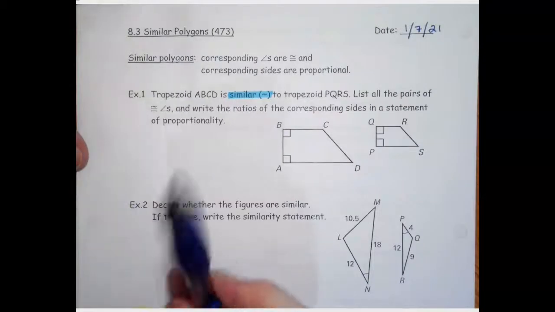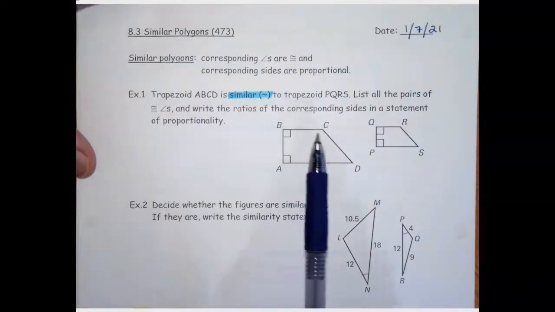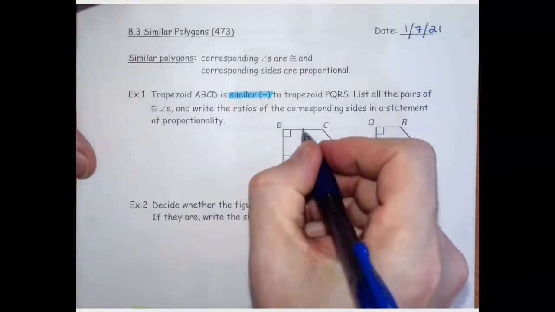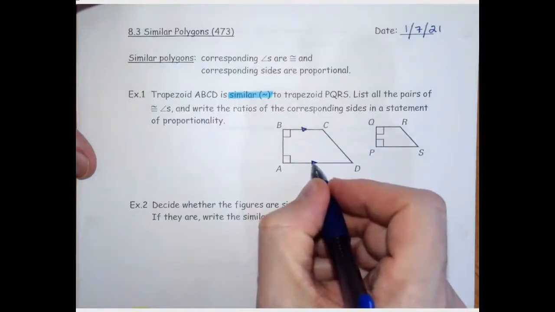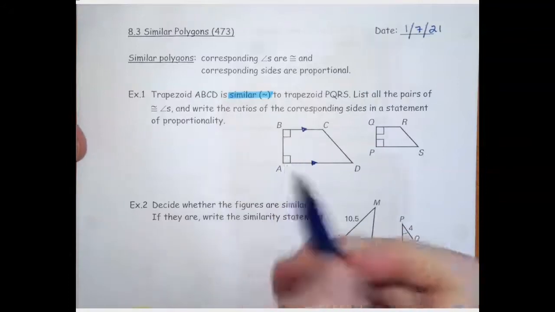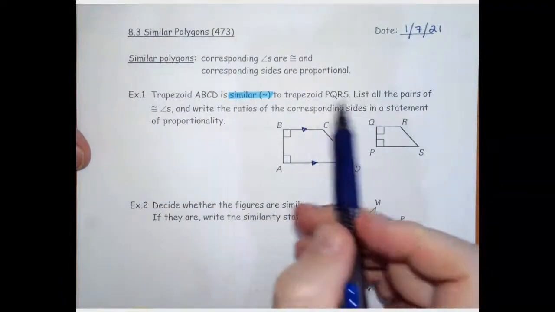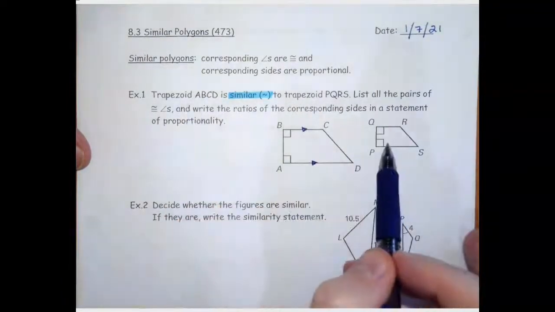Alright, so let's just get into an example here. We're looking at similar polygons. So example 1, trapezoid ABCD. Remember that trapezoid is a quadrilateral with one pair of parallel sides. So we know those are parallel because same side interior angles are supplementary. 90 plus 90 is 180. Plus they told us. Alright, so this trapezoid is similar to this trapezoid.